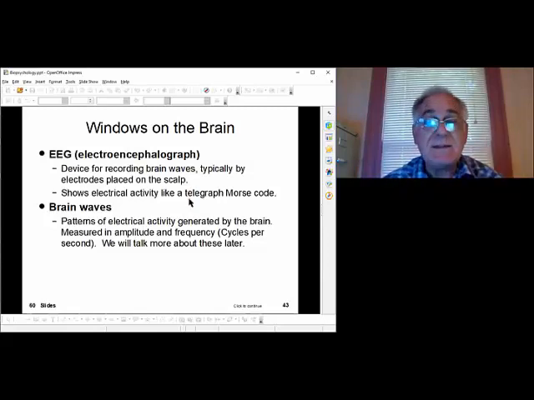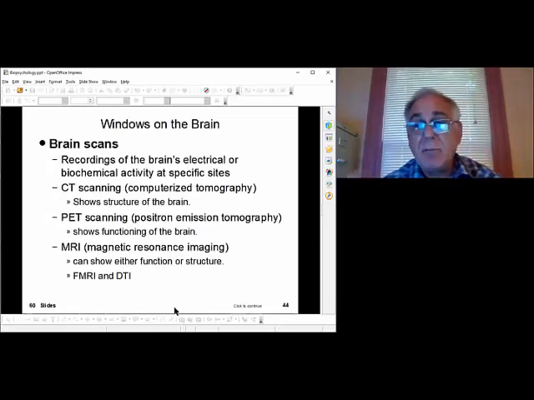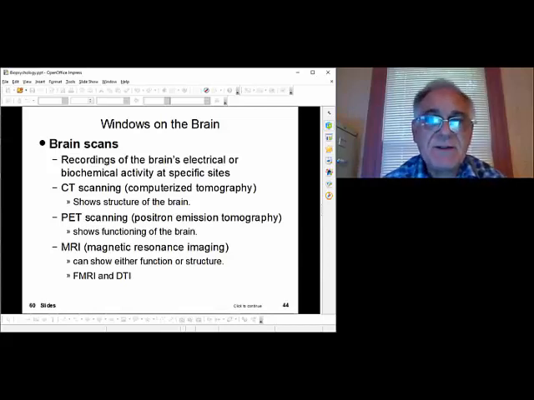But there are other ways to look at the brain as well. There are other brain scans we can use. Recording of the brain's electrical or biochemical activity at specific sites can be done through brain scans. For instance, the CT scan, computerized tomography, shows the structure of the brain.